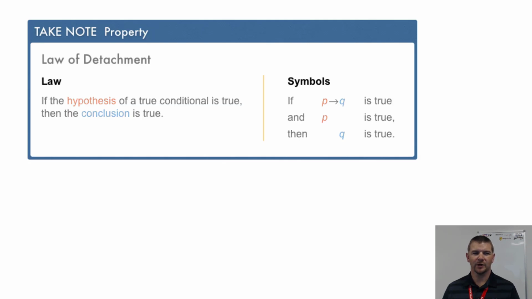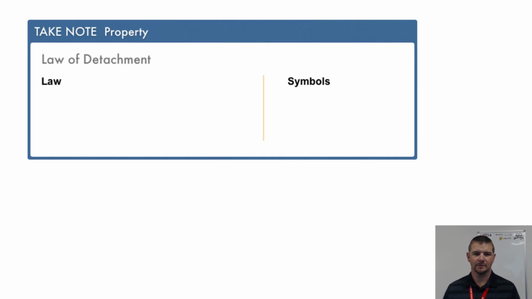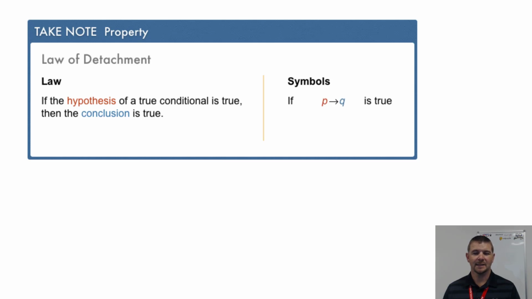Take note. Property. The law of detachment. The law itself: if the hypothesis of a true conditional is true, then the conclusion is true. In symbols, we state this: if P implies Q is true, and P is true, then Q is true.